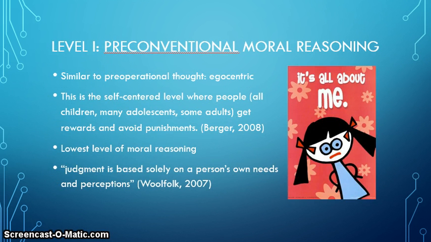Level 1 is preconventional moral reasoning. Now each level has 2 stages, but it's more about the levels that they go through. It is similar to the preoperational thought, the egocentric of Piaget's cognitive theory. This is a self-centered level where people, all children, many adolescents, and some adults, get rewards and avoid punishments. It is the lowest level of moral reasoning. Judgment is based solely on a person's own needs and perceptions.